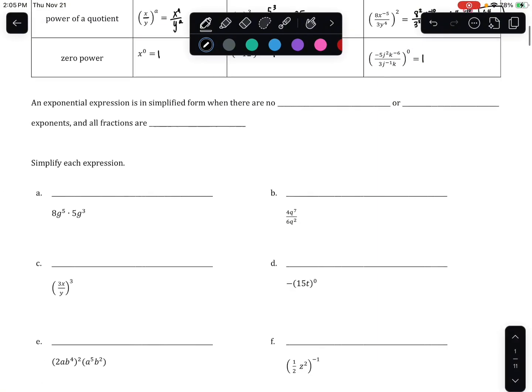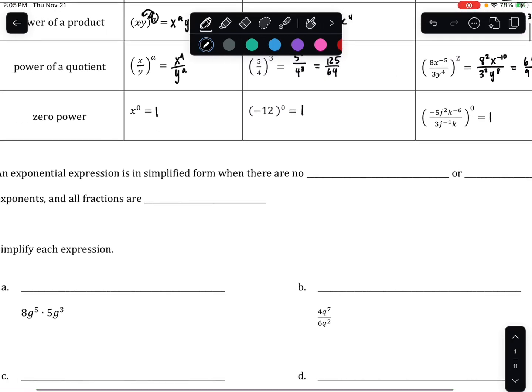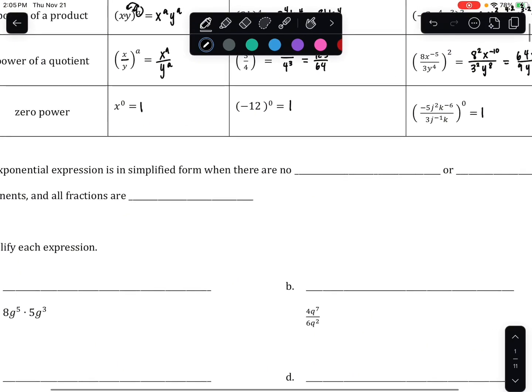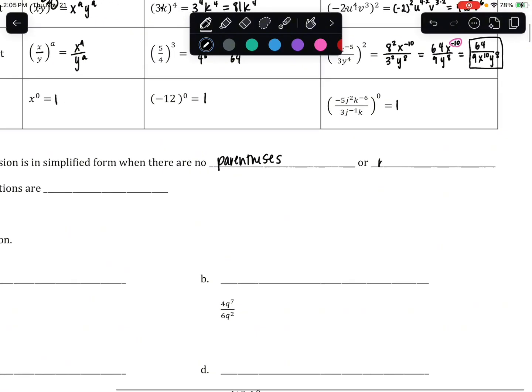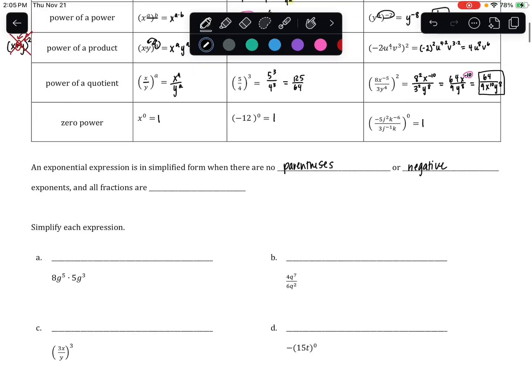And so as we practice simplifying these, you know an exponential expression is in simplified form when there are no parentheses or negative exponents, and all fractions are simplified or reduced. And so I want to add a couple things: only one fraction bar.